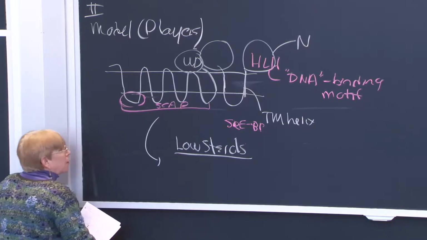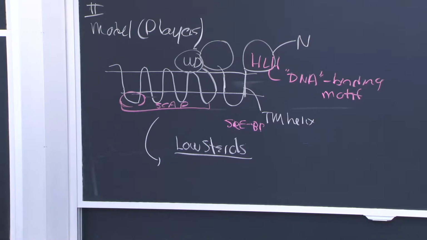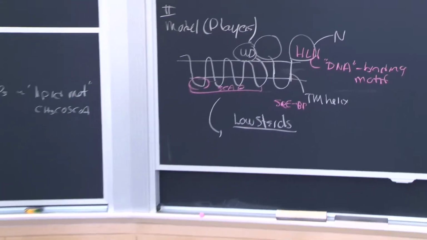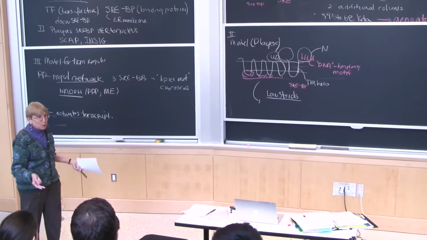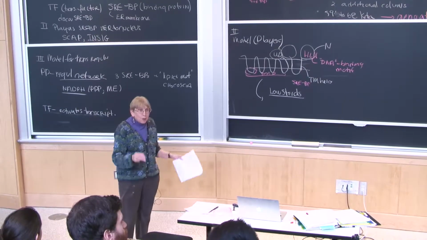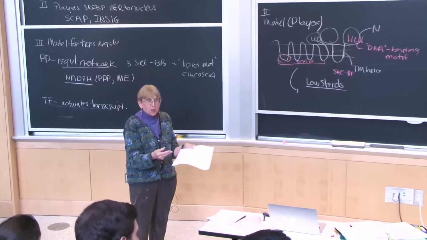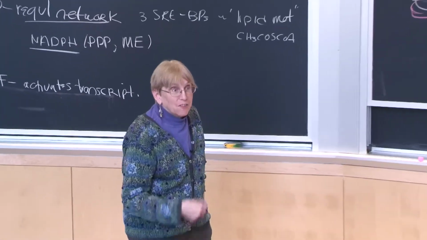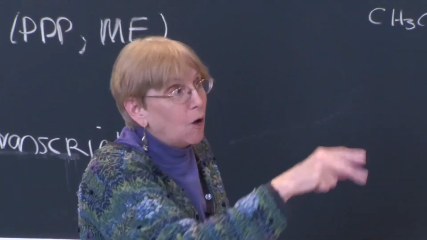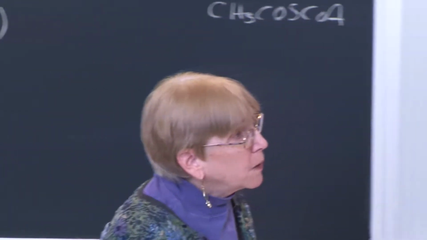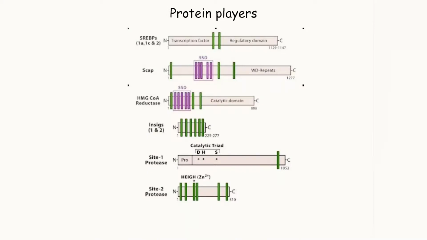And we'll see that SCAP has a sterol sensor domain, as does another protein called INSIG, as does HMG-CoA reductase. So somehow you have these transmembrane regions that can bind some kind of sterol that then changes the conformations that is going to allow all of this chemistry to happen. So here, for example, we're not going to talk about this now, we're going to talk about that in the last lecture, but here's SCAP with its sterol sensing domain.